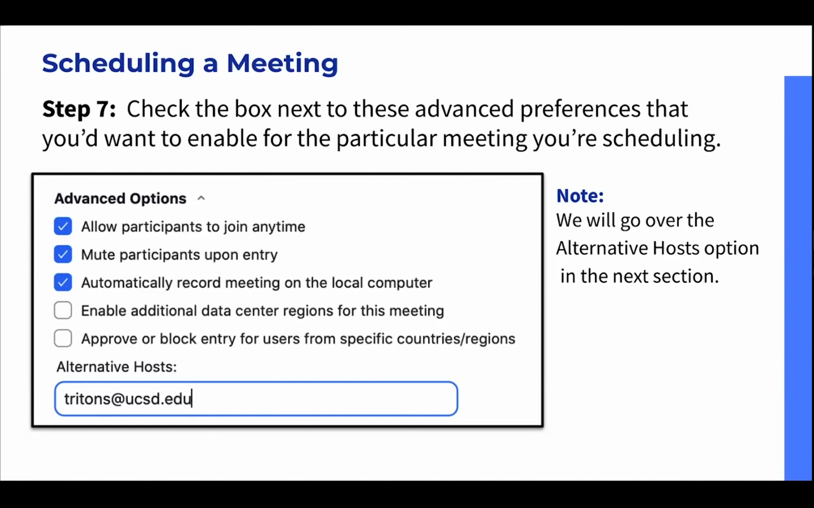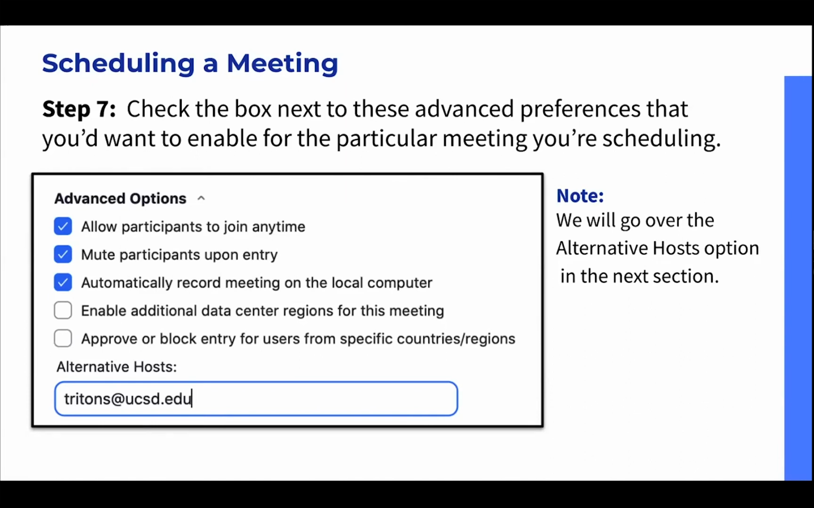And then here are some more advanced options that you can select for a particular meeting. You can allow participants to join anytime. You can mute participants upon entry. And you can also automatically record. Most of the time, professors use this setting, but it's mostly off, and the other first two are on. So these are settings you don't really have to mess with, but they're definitely there if you want to customize the meeting.